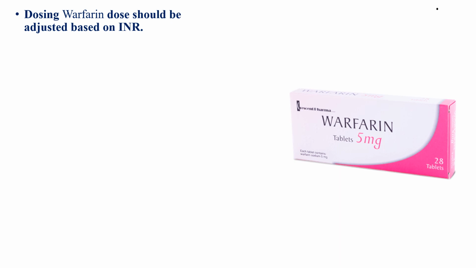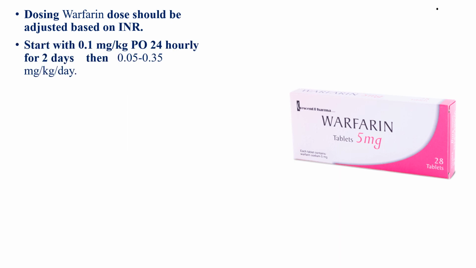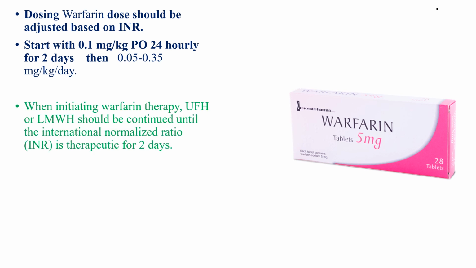Dosing of warfarin should be adjusted based on INR, and the initial dose is 0.1 mg per kg PO, 24 hours apart for 2 days. Then based on INR level, the dose can be from 0.05 to 0.35 mg per kg per day. When initiating warfarin therapy, unfractionated heparin or low molecular weight heparin should be continued until the INR is in the therapeutic range for 2 days. In most patients, this takes 5 to 7 days, so we have to overlap warfarin with enoxaparin or heparin for 5 to 7 days.